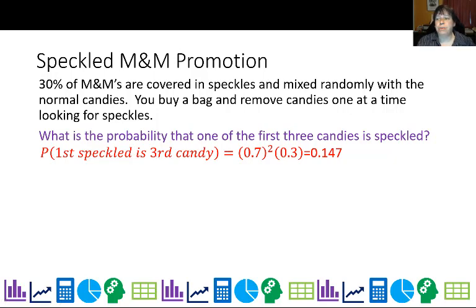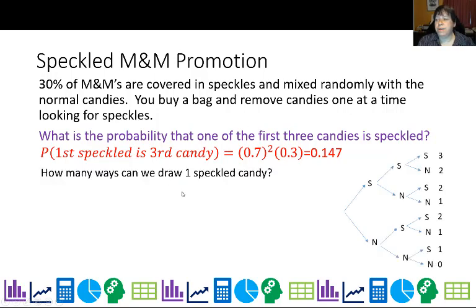Now, I could try to figure out the other ways. Well, the easiest way to do that when we're talking about a small number of trials is a tree diagram. So you have here, how many ways can we draw one speckled candy? Well, you have the way I just did, which was not speckled, not speckled, speckled. But you could also do not speckled, speckled, not speckled, or speckled, not speckled, speckled. On the rest of them, I wrote down the numbers of speckled candies for each path, right? So there's 0 along this path.